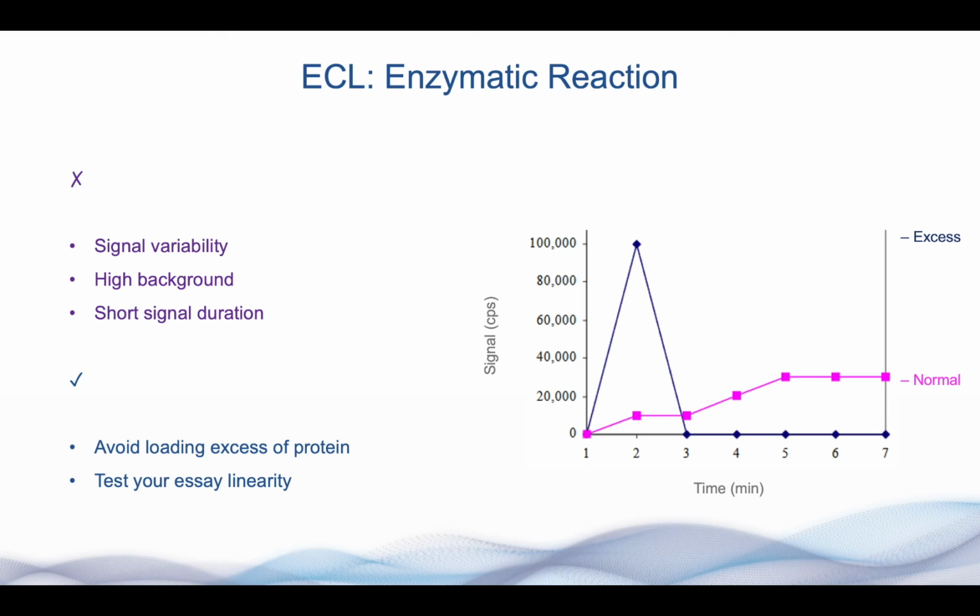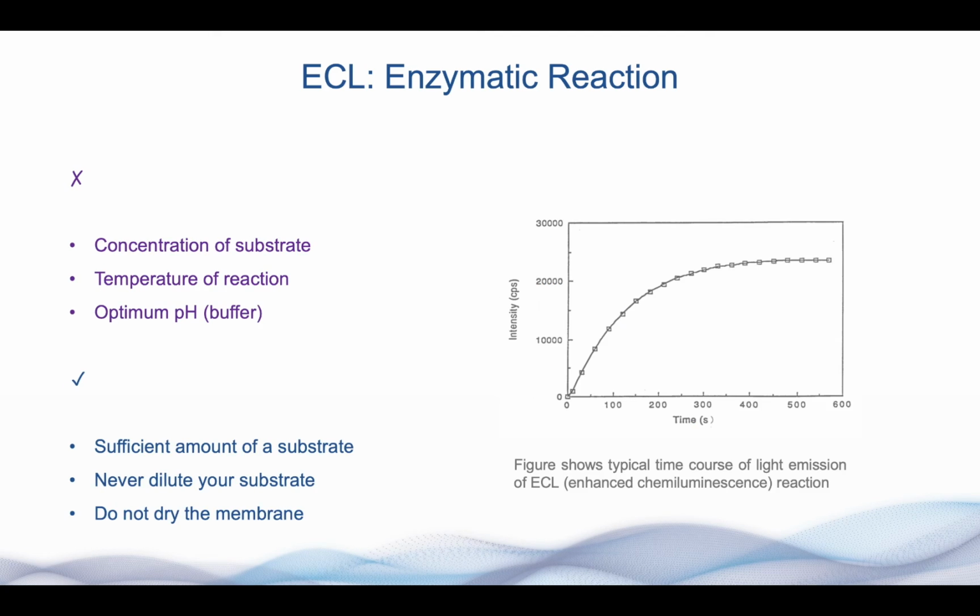ECL is an enzymatic reaction, so we have to be careful not to load an excess of protein, because then from the high abundant bands, we can actually get a quick decrease of signal, which may lead to wrong quantitation on the blot. And because it's an enzymatic reaction, we have to be careful about the concentration of the substrate, the temperature of the reaction, and the optimal pH in the solution.